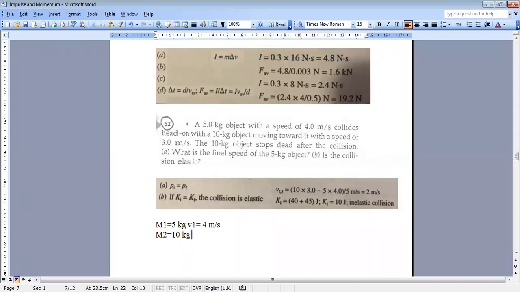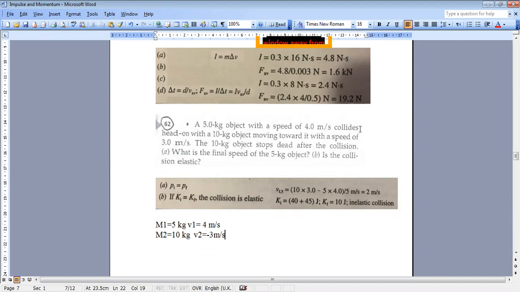and it's moving. When they say it's moving towards it, this means what? How is the velocity? Opposite, right. So if I take the positive direction as that of V1, plus 4, then V2 equals minus 3 meters per second. Okay? So I know the initial velocities of particles 1 and 2.